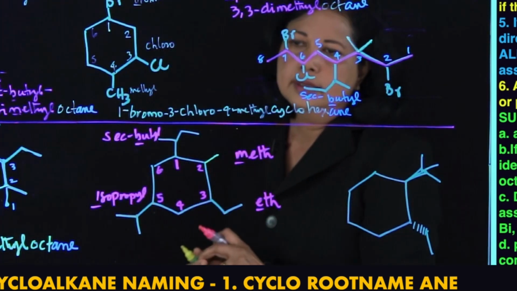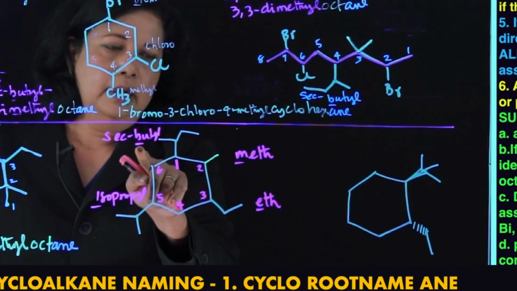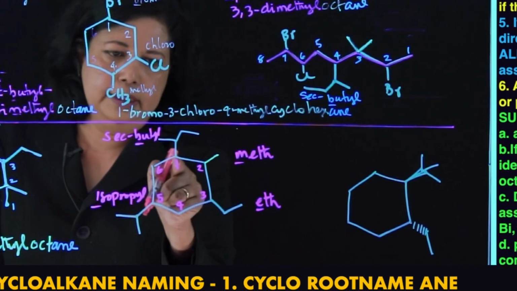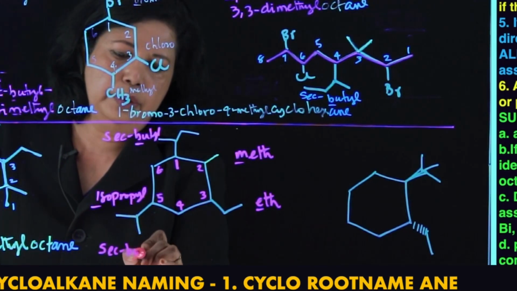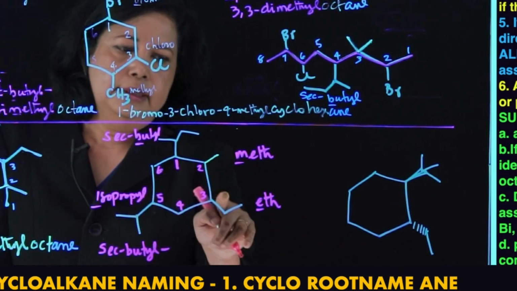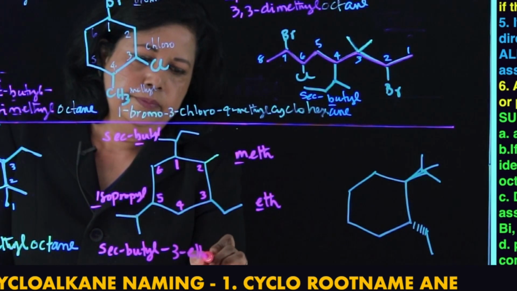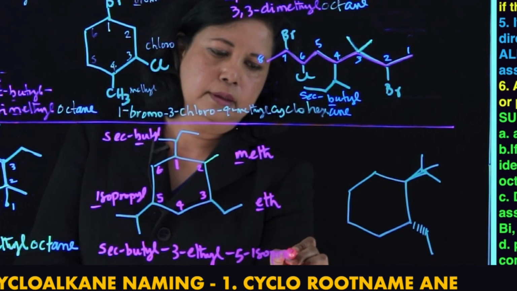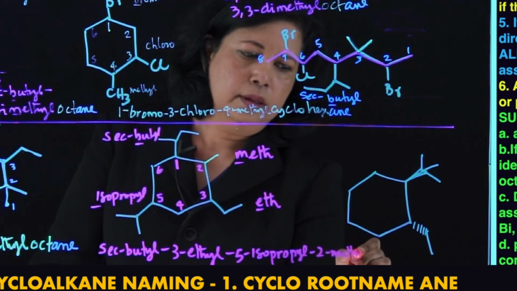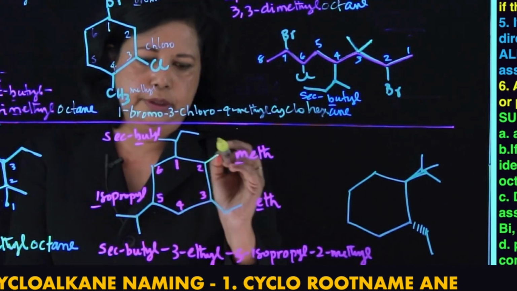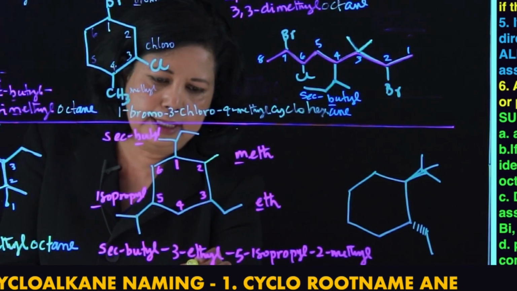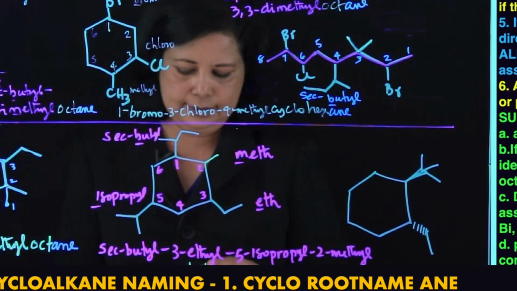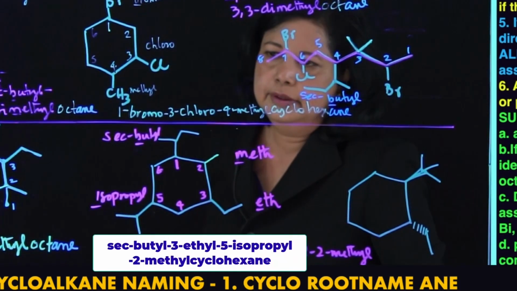Then you write down your name. Then you write them according to alphabetic priority. So you mention this first, then E, then I, then M. So then 1 sec-butyl, or you can just put sec-butyl. You don't have to put the 1. Then you're going to name 3 ethyl, and then 5 isopropyl, and 2 methyl. And then you are going to put your parent name, which is cyclohex, not hex. And the functional group is ane. It's ane. There you go.